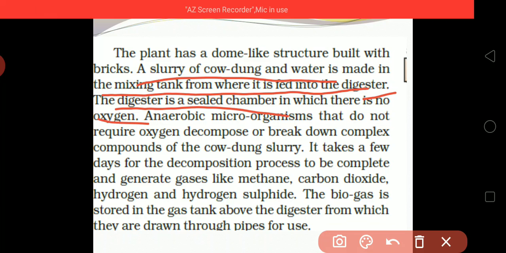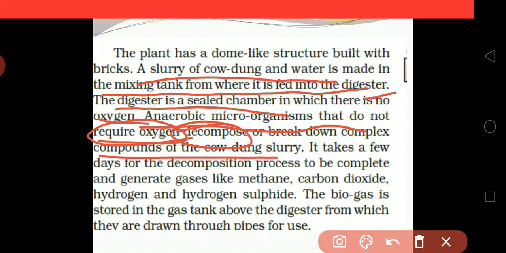Now anaerobic microorganisms that do not require oxygen decompose or break down complex compounds of the cow dung slurry. So the anaerobic microorganisms which are present in the cow dung will decompose and break down the complex compounds, and it takes a few days for the decomposition process.